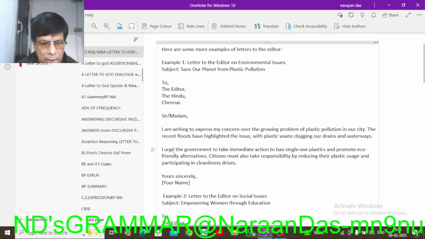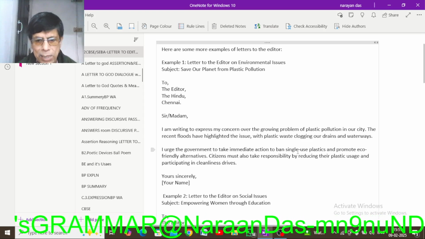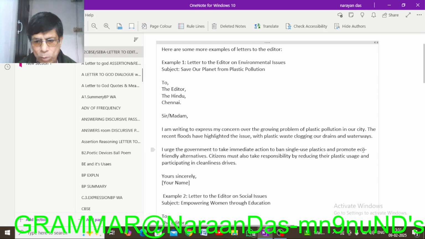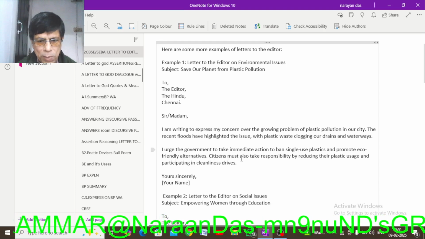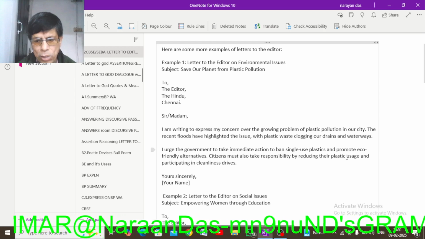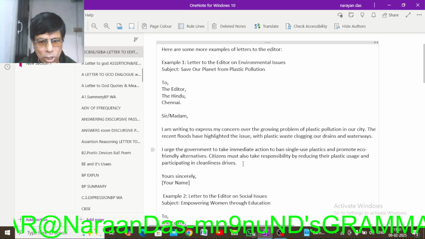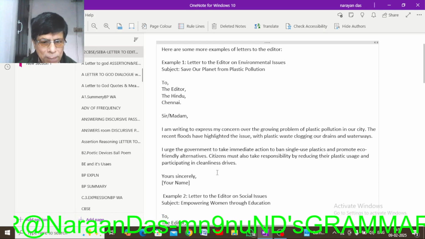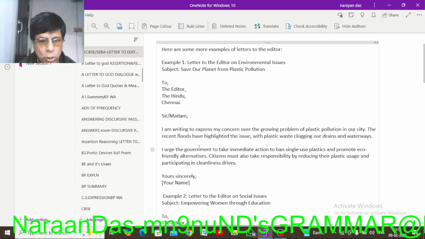Second paragraph. I urge the government to take immediate action to ban single-use plastic and promote eco-friendly alternatives. Citizens must also take responsibility by reducing their plastic usage and participating in cleanliness drives. Yours sincerely, then your name. Here, as you can see, it is a very short form written.